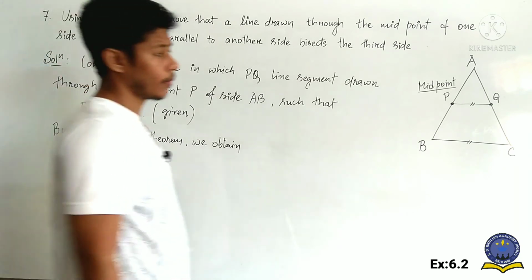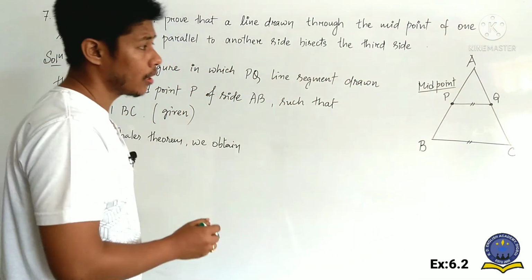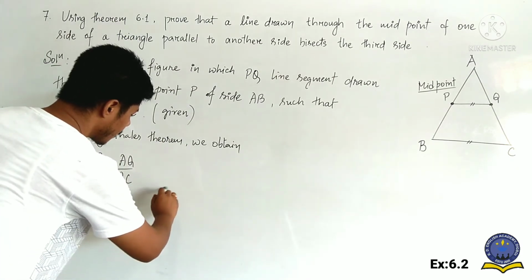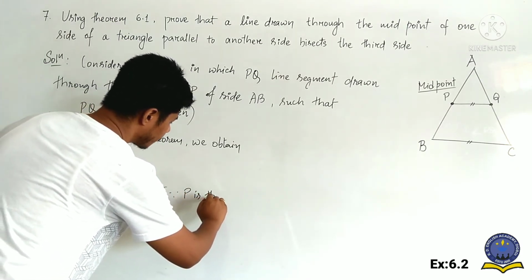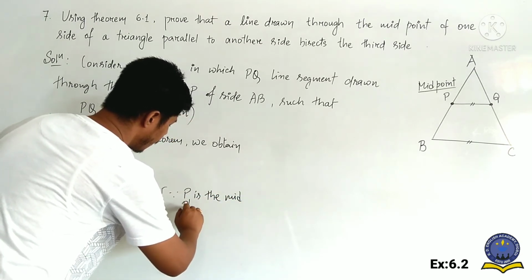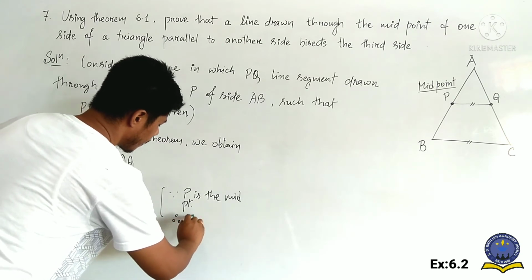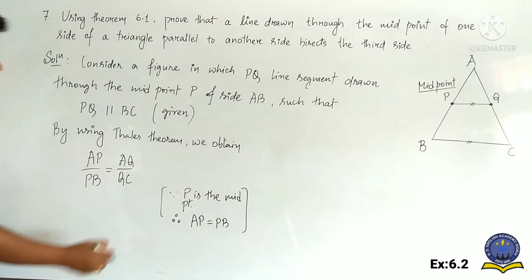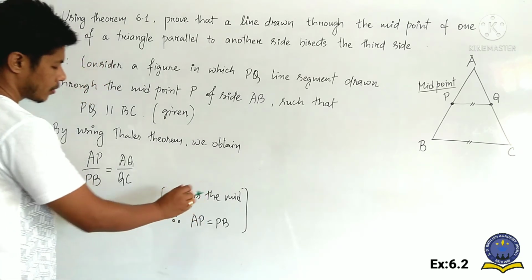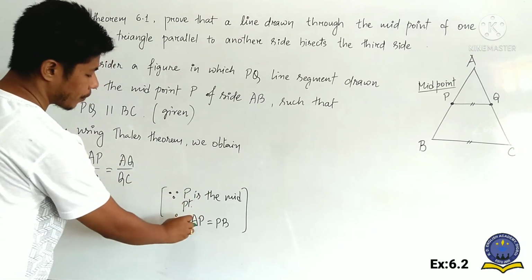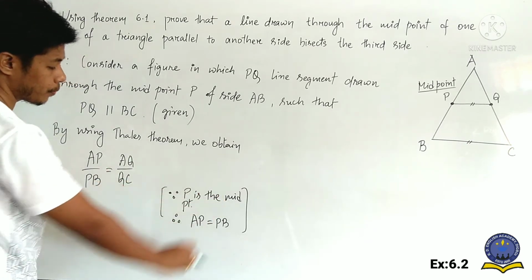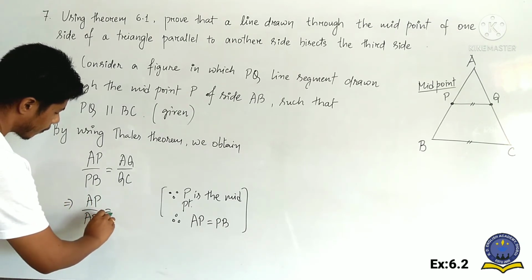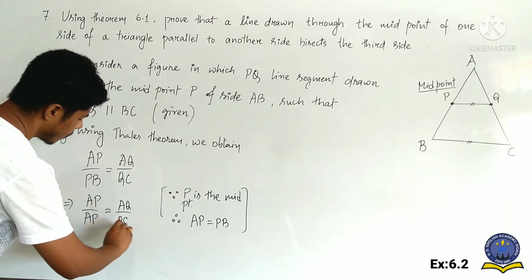Now one thing you see here, since P is the midpoint, is not it? If P is the midpoint, then the distance of AP and PB are same, is not it? So that's why in bracket you have to write, since P is the midpoint, so therefore the length of AP is equal with PB. So that means in place of PB also we can write AP, because P is the midpoint. So that's why here we have to write AP by AP equals with AQ by QC.